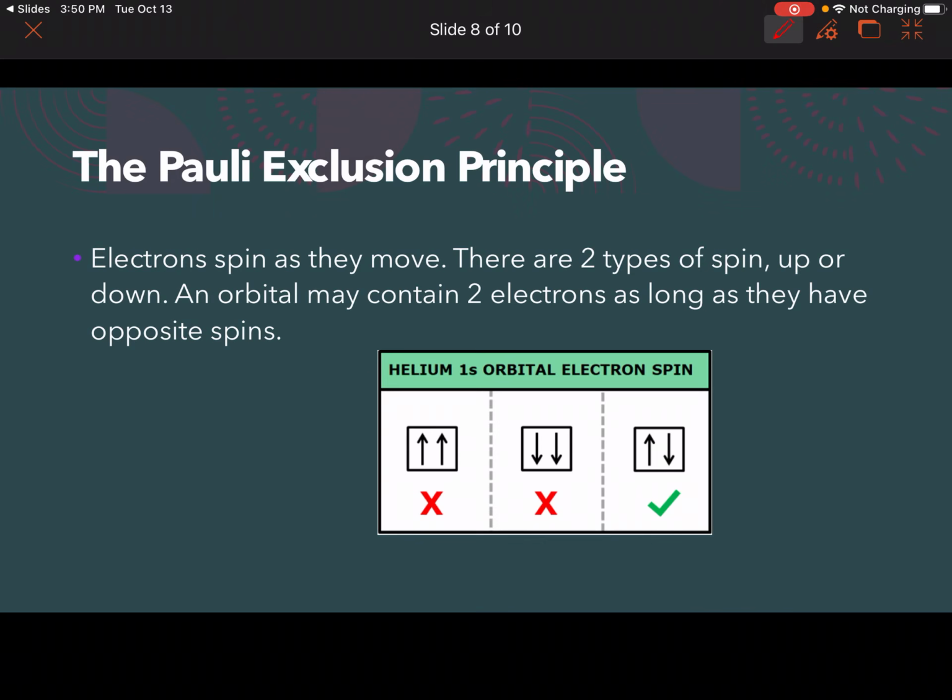Now, the second rule we need to worry about is the Pauli exclusion principle. Electrons spin as they move. We think of there being two different types of spin: an up spin and a down spin. An orbital can contain two electrons, but they must have opposite spins. So you will never have two up spins, and you will never have two downward spins. You will always have one going up and one going down. They will always have opposite spins.